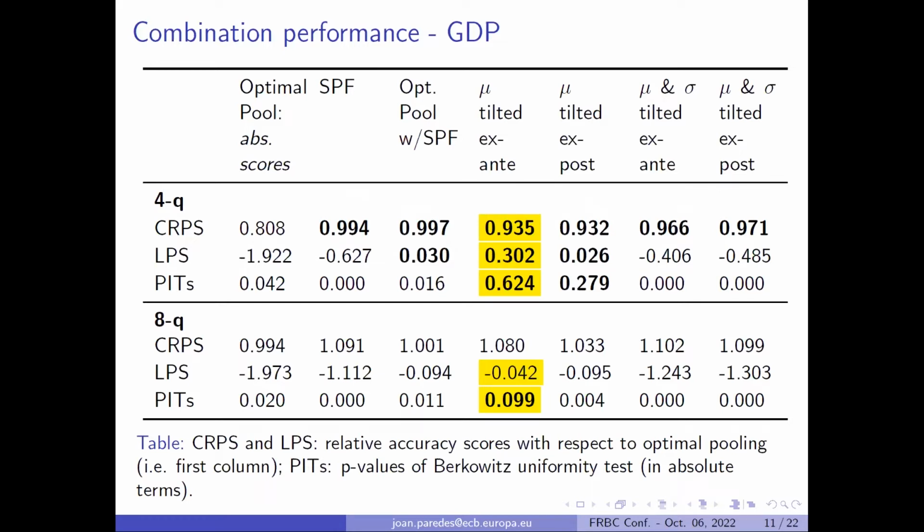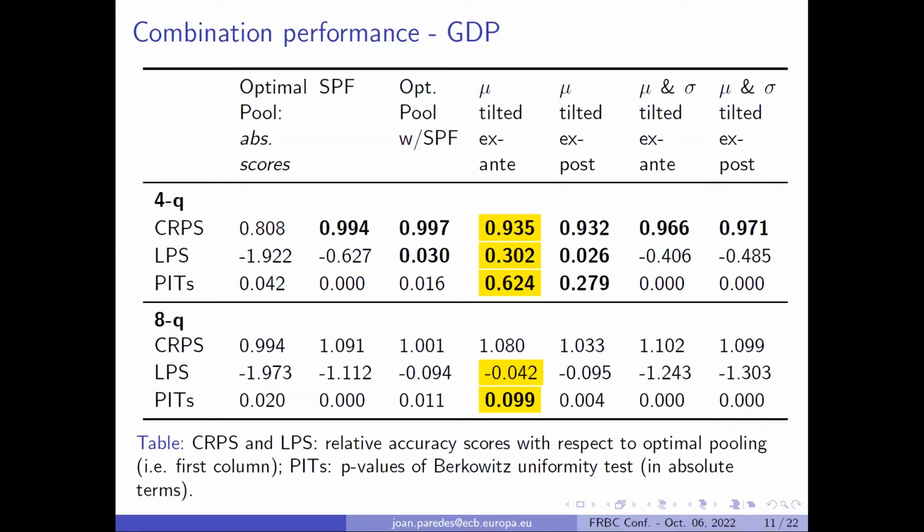Let me explain this table slowly, because it has a lot of information. In the paper, we show results for the point forecast, but I want to focus here on the density. These are the results for 4 quarters ahead and 8 quarters ahead. You see results in terms of CRPS and log predictive score, which have been presented before. This is for relative accuracy, but for absolute accuracy we use the PITs. Here in the PITs, we use the p-values of the Berkowitz tests at 10%, so values below 0.1 mean the density is not well calibrated. The first column is the absolute scores of the optimal pool, and the rest of the columns are relative to the first column.